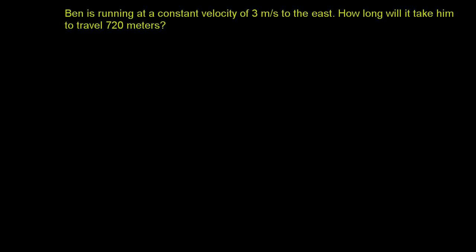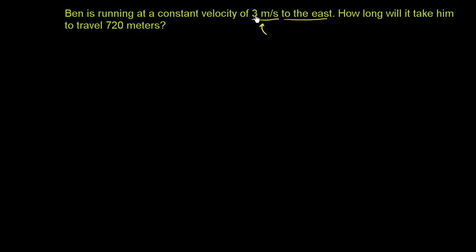Let's work through another few scenarios involving displacement, velocity, and time, or distance, rate, and time. So over here we have Ben is running at a constant velocity of 3 meters per second to the east. And just as a review, this is a vector quantity. They're giving us the magnitude and the direction.